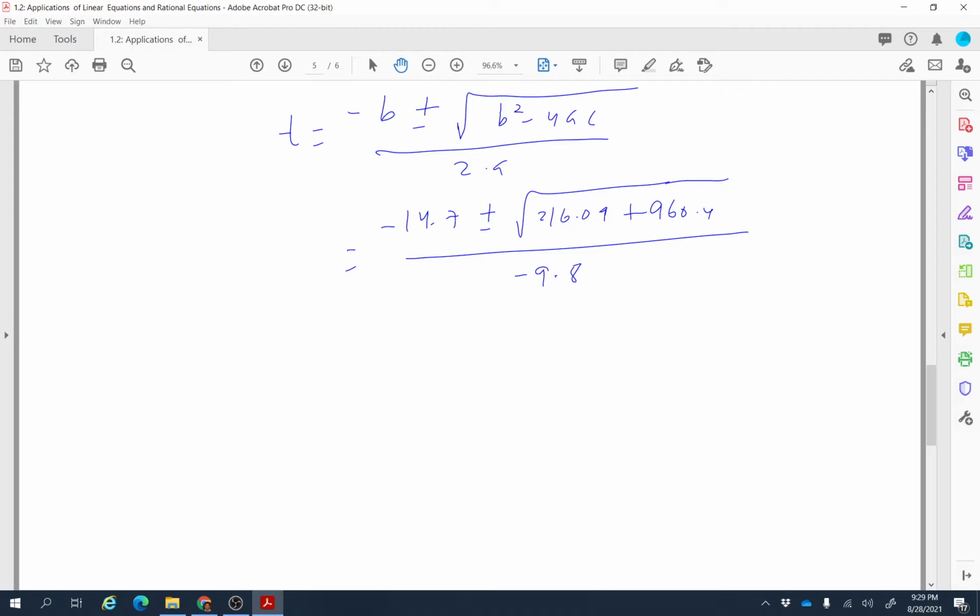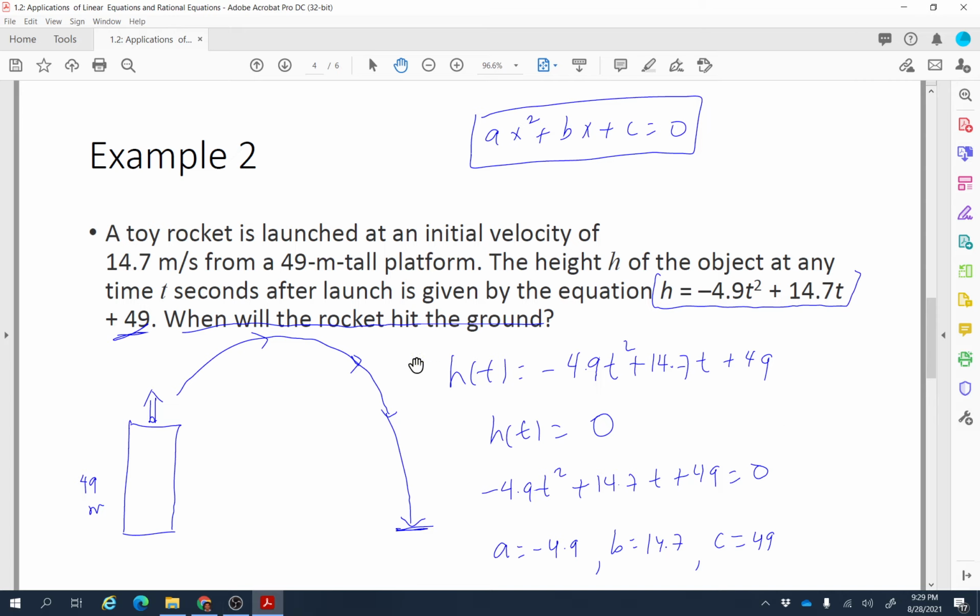So if you simplify on the top and then divide it by -9.8, it will give you two options, -2 and +5. But since time cannot be negative, the only option we have is t equals 5. So time cannot be negative. So the height of this rocket would be 0 when time is 5 seconds. So that's the answer for this question.